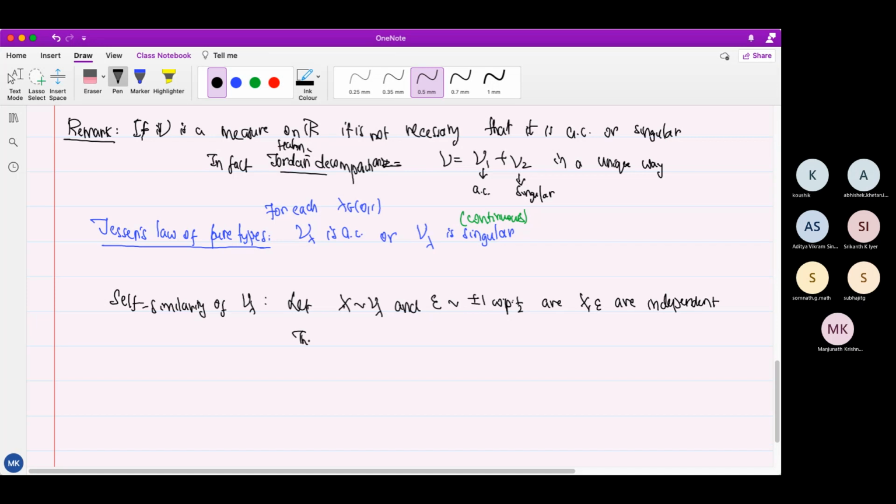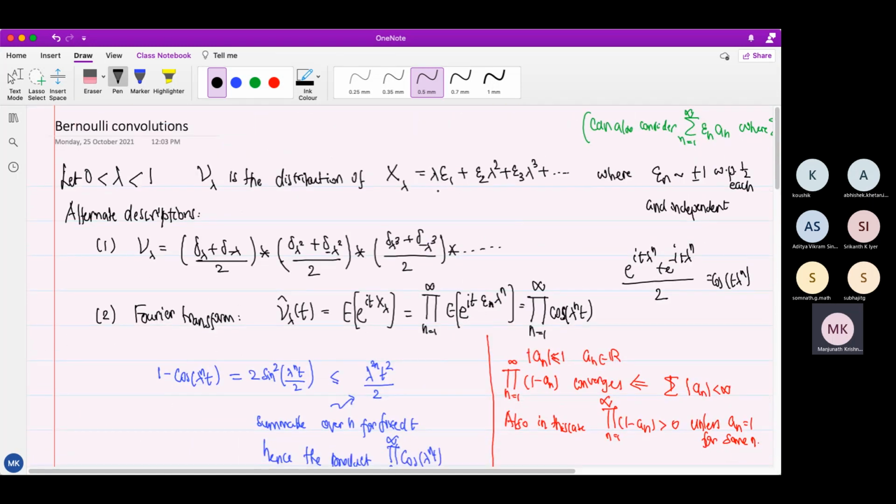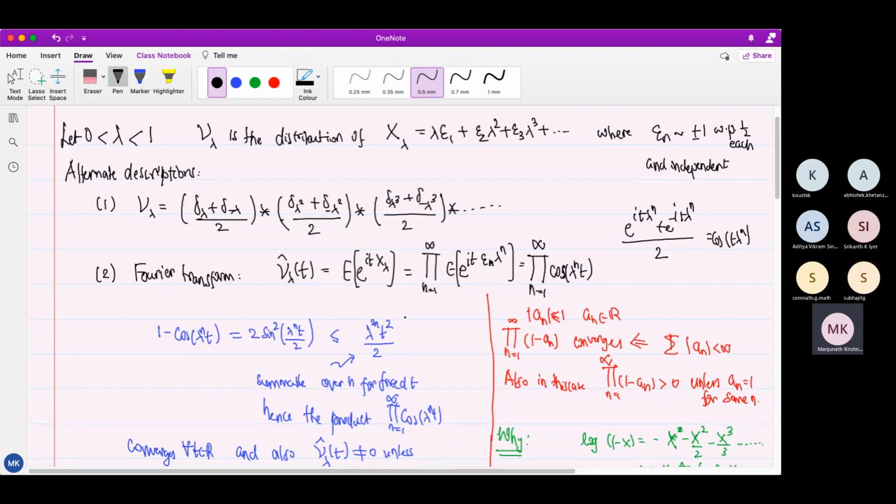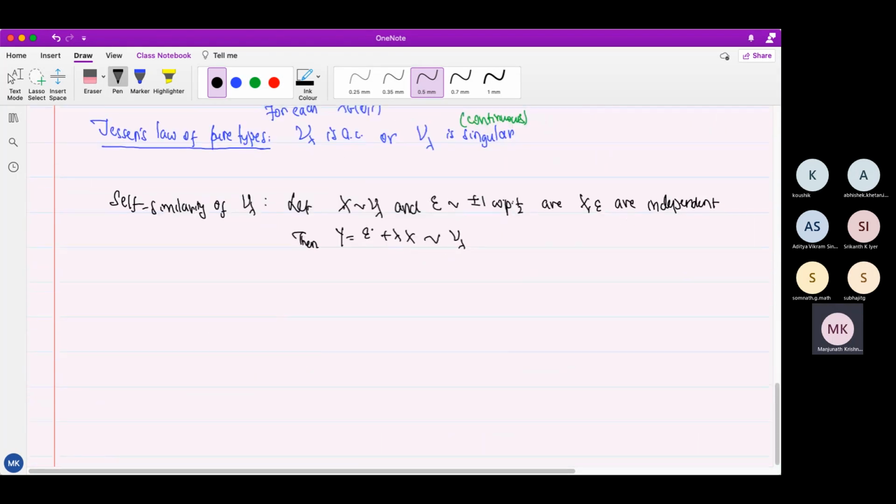Then Y equal to epsilon plus lambda X also is distributed according to nu lambda. Okay, if you multiply X by lambda and add an epsilon, you will be, because why? It's very trivial from the series form. Suppose I multiply, oh, okay, so I'm starting with lambda epsilon. So sorry, I should write here lambda epsilon. Lambda epsilon plus lambda times X, because if X is the sum of epsilon n lambda to the n, that sum.